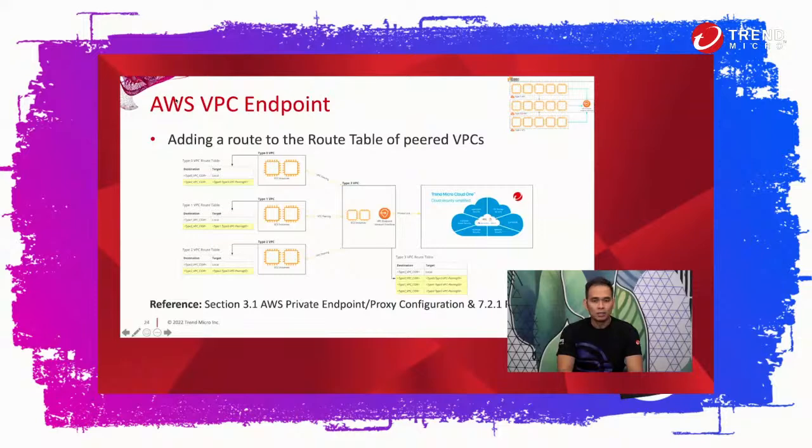Some of the things you need to ensure: your routing table is configured according to what is shown in these slides. One of the important things to take note of is to ensure that the destinations are filled up with the required peering ID. This is to ensure smooth routing between the VPCs.